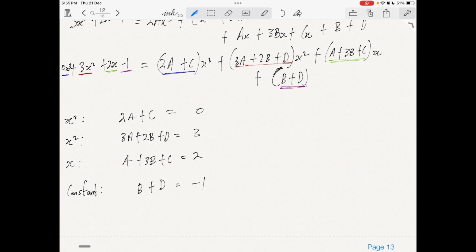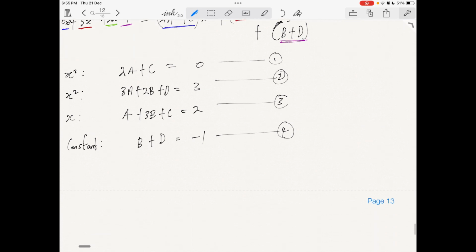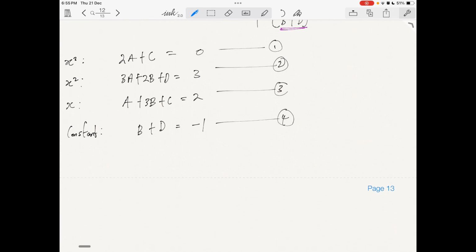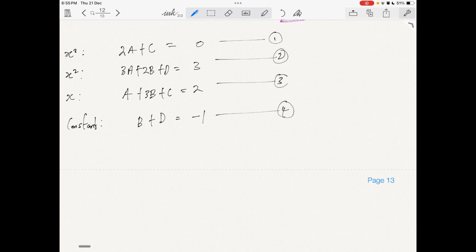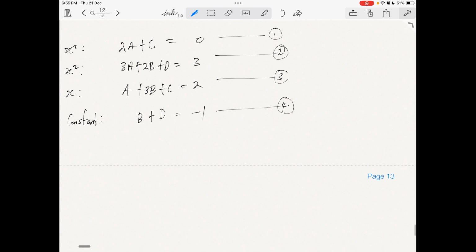So we have 4 equations and 4 unknowns: equation 1, 2, 3, and 4. How do we go about solving these simultaneous equations? I love solving by substitution. We'll be fast about it. Maybe in the next 5 or 10 minutes we are done. All right, so solving this.